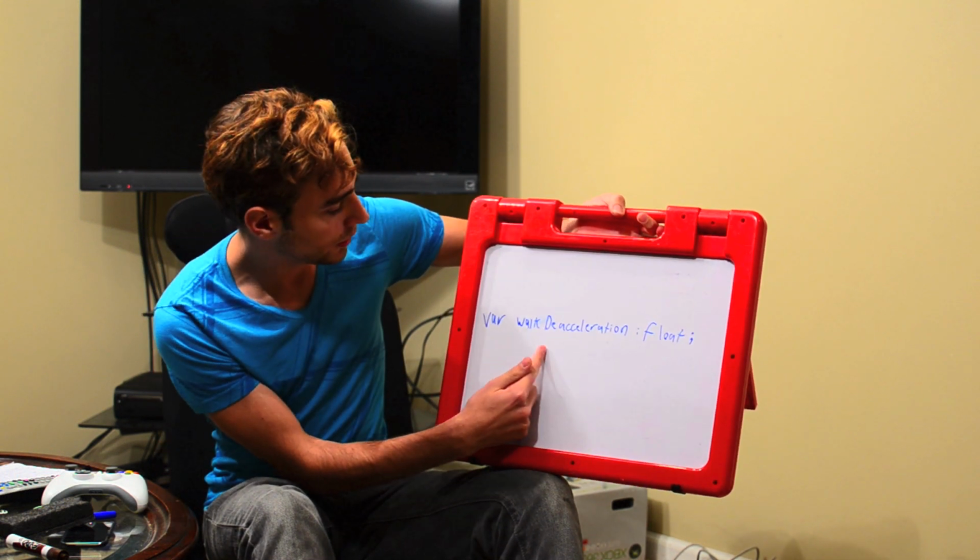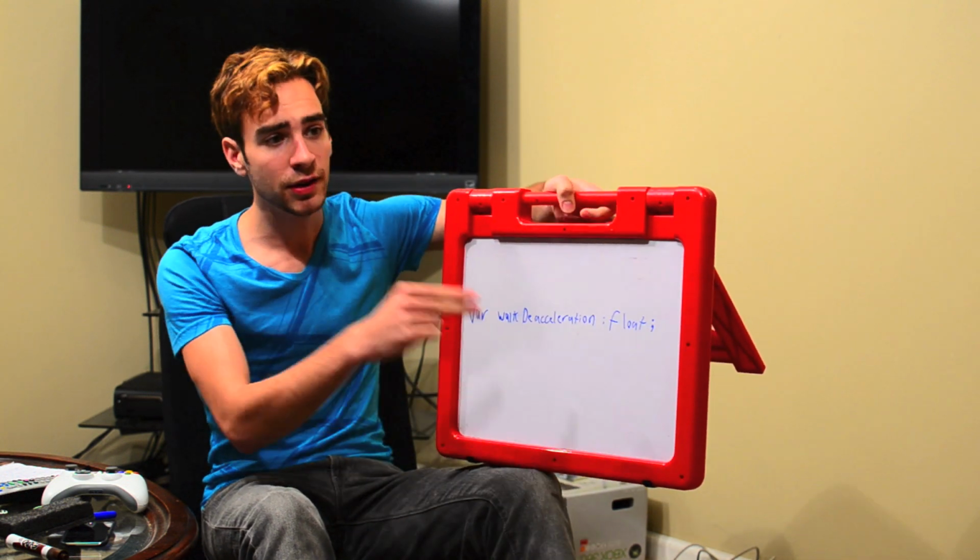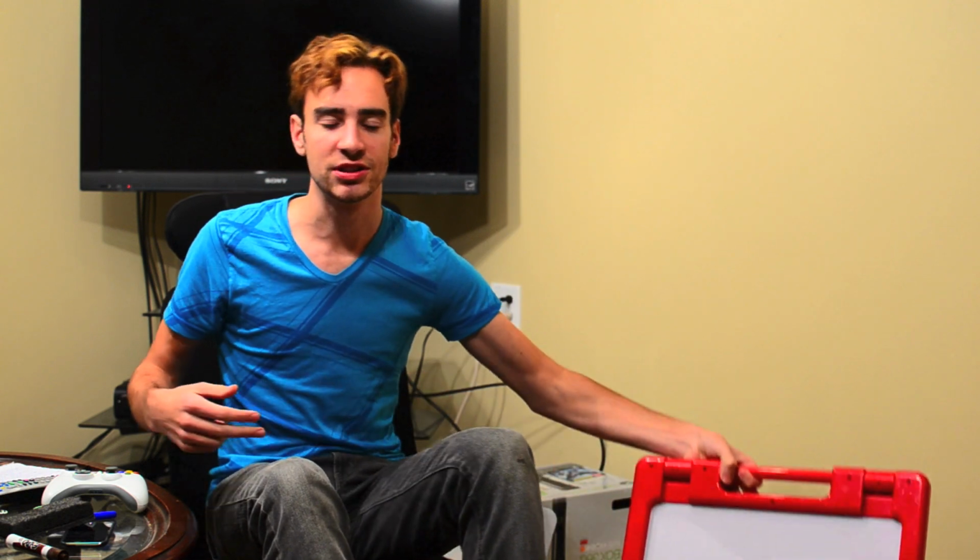So we have var walkDeacceleration, and this is going to be a float. The larger this number, the faster we're going to deaccelerate when you let go of the WASD and you're not moving. When you let go of WASD, you're not just going to stop, but you're going to slow down more quickly, and we'll be able to adjust walkDeacceleration to make the most realistic slow down motion so that you don't slide all around the place. It should feel a lot more realistic and a lot better after we apply this variable.